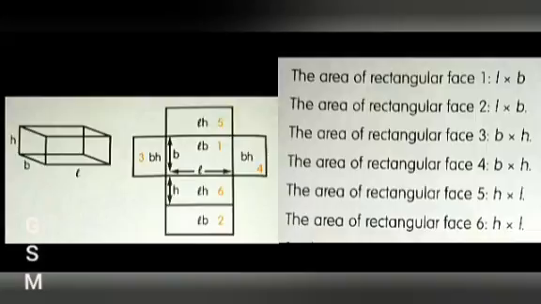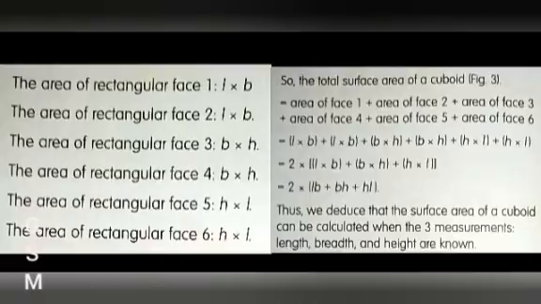So, the total surface area of a cuboid equals area of face 1 plus area of face 2 plus area of face 3 plus area of face 4 plus area of face 5 plus area of face 6, which is equal to L into B plus L into B plus B into H plus B into H plus H into L plus H into L, equal to 2 into (L into B plus B into H plus H into L), which is equal to 2(LB plus BH plus HL).